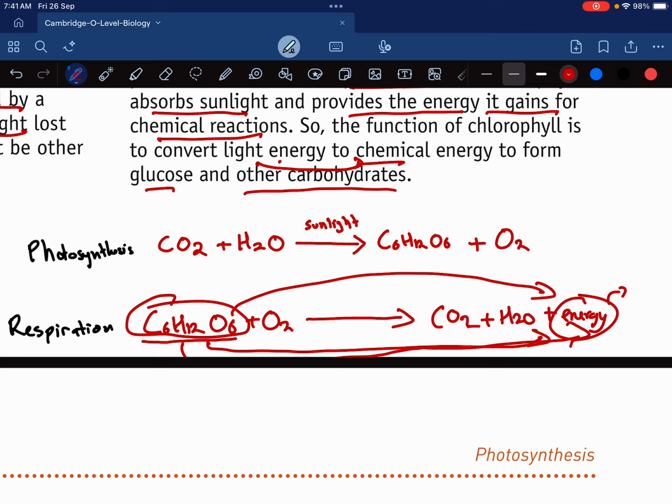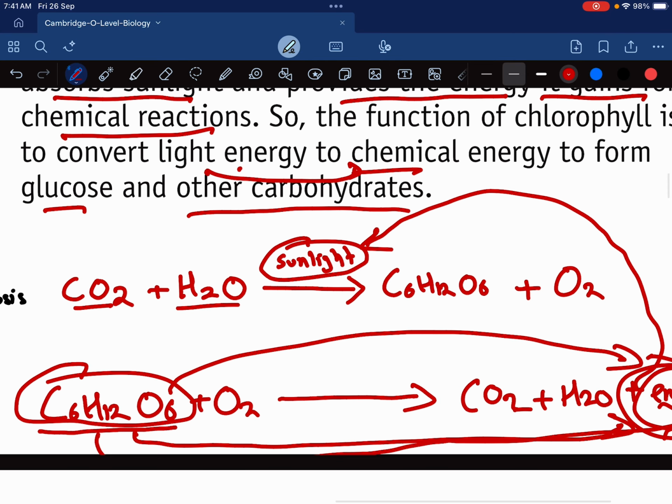Just like that, when you look at photosynthesis, we are using carbon dioxide, we're using H2O, and we're using sunlight as a source of energy, right? The energy that was produced here, if we take it in reverse, is used in the form of sunlight in photosynthesis. So carbon dioxide plus water, with the use of sunlight as a source of energy, produces C6H12O6 and O2. This C6H12O6 can be used for multiple functions.